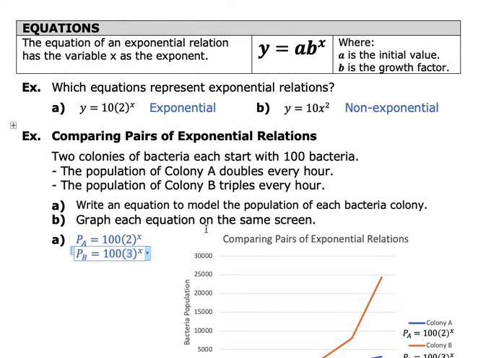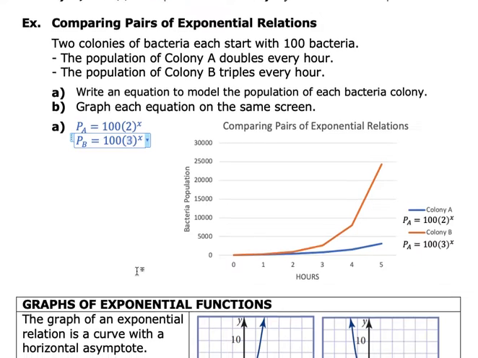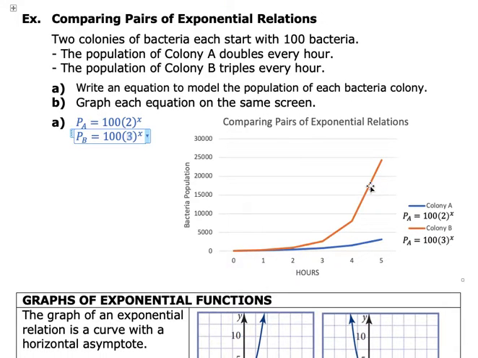Next, it says to graph each equation on the same screen. You can graph these by coming up with a table of values, substituting into the equation, and generating all of the ordered pairs that you can use for maybe each hour. We will later investigate how to use spreadsheet software to graph this data. Looking at the graphs, colony A is significantly slower than colony B in its rate of growth. Remember, as a percentage growth, this is 300% versus 200%.